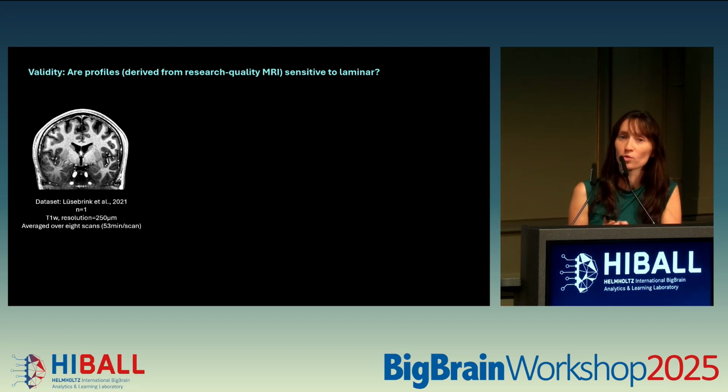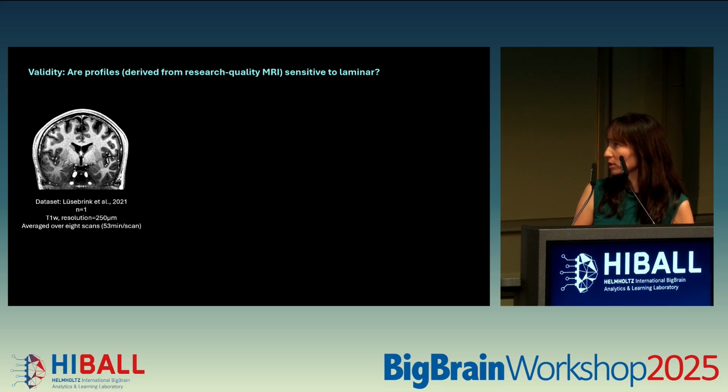So let's get into whether this is really a valid approach. Is it similar enough to really say that we're looking at laminar organization, even if we're going to much lower resolution, and the biological specificity is also lower when we use MRI rather than histology? So we started to question: are these profiles derived from standard research quality MRI sensitive to laminar organization?